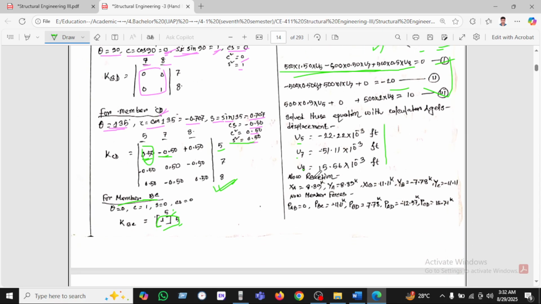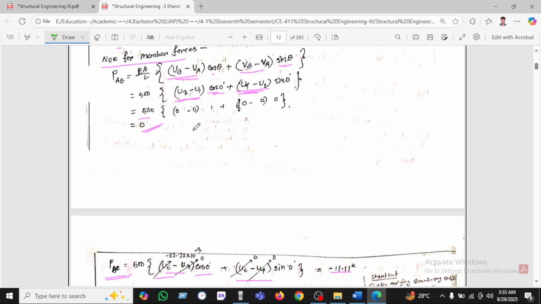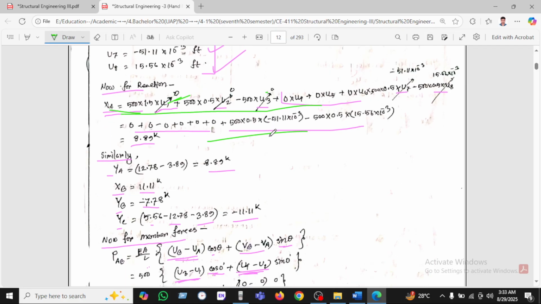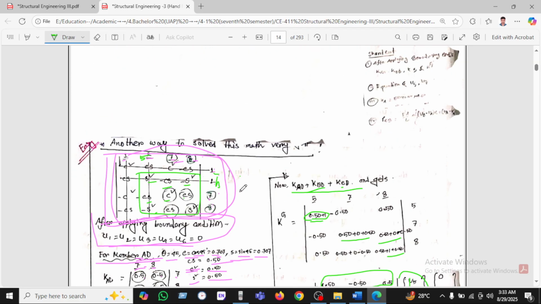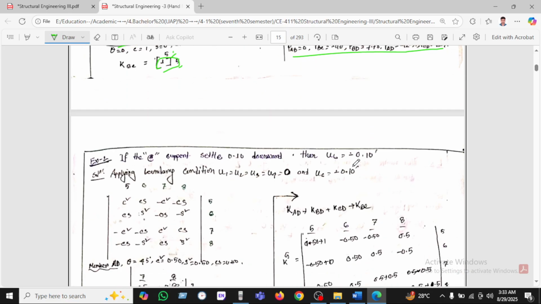If we calculate the reaction previously, we have been shown here. This is the load. This is the reaction we have been shown here. After applying the boundary condition it will be 0, and found 8.89. So the same way we can find 8.89. We have already shown here. The load will be the same as it is.